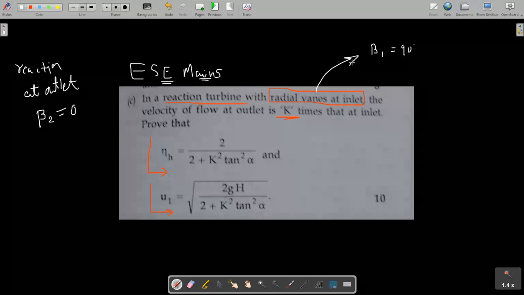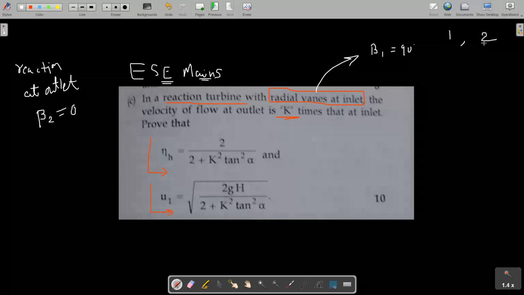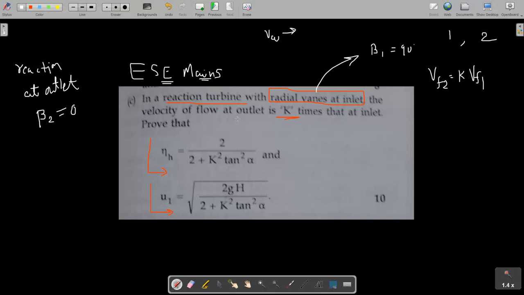Again I am telling you, wherever I am using subscript 1, that means at inlet, and wherever I am using subscript 2, it is for outlet. And Vf, that means velocity of flow, is the component of velocity of jet which is responsible for discharge. Whenever I write Vw, that means velocity of whirl, and the whirl component is responsible for power production. So velocity of flow at outlet, Vf2, is k times Vf1. We have to prove this.